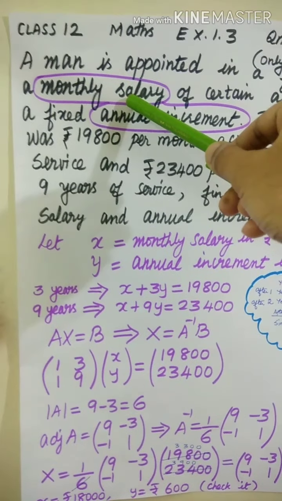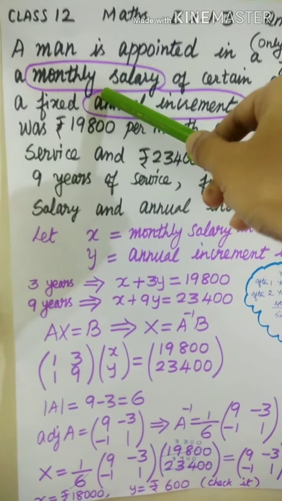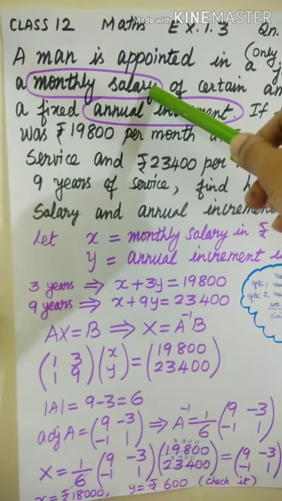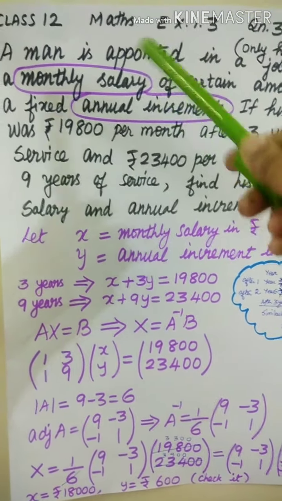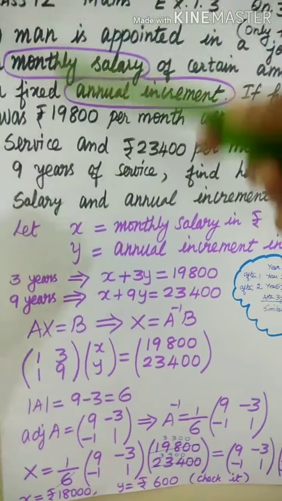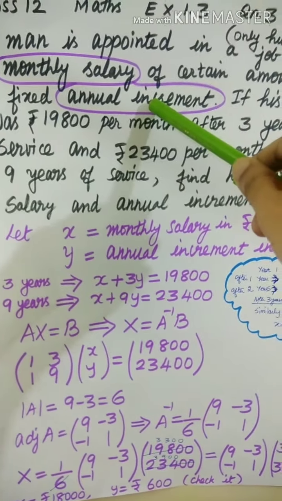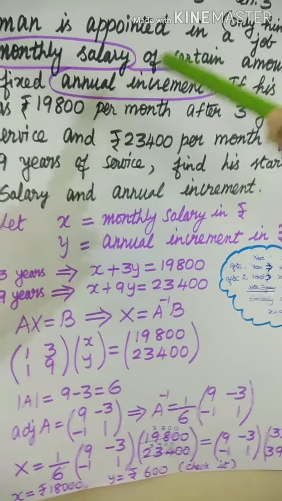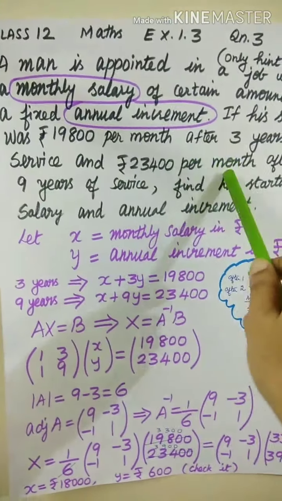What do you mean by this word monthly salary? Supposing I take 10,000 as his monthly salary. From January to December, he will get only 10,000 every month. And supposing 1,000 is his annual increment, second year onwards, that is after the first year, he will get 10,000 plus 1,000 being the increment, 11,000 every month in the second year.